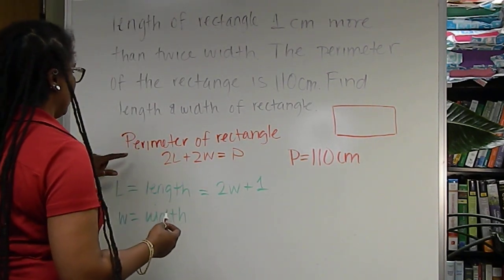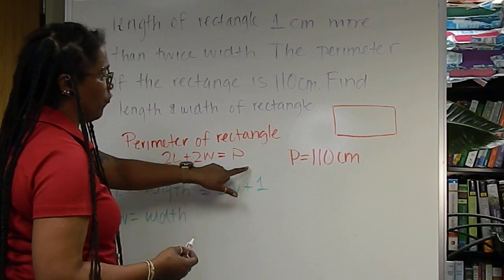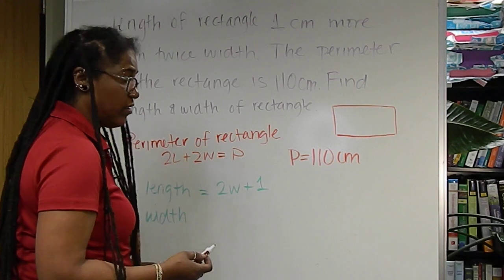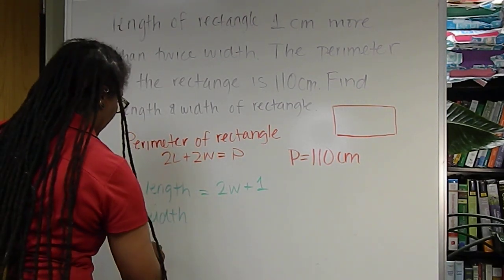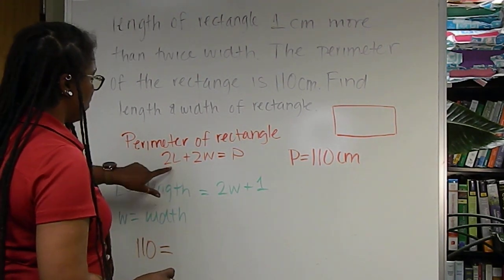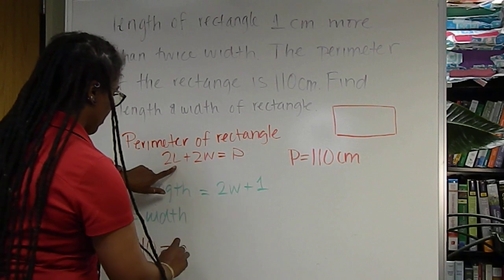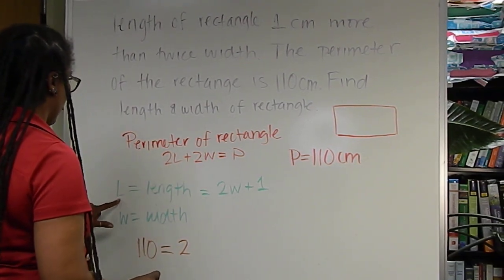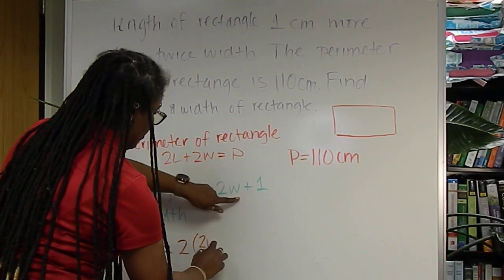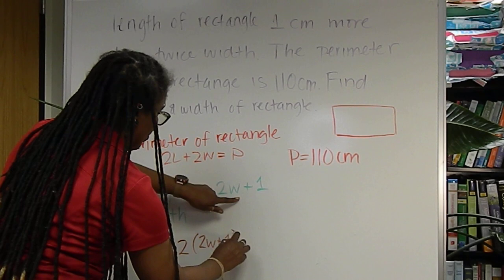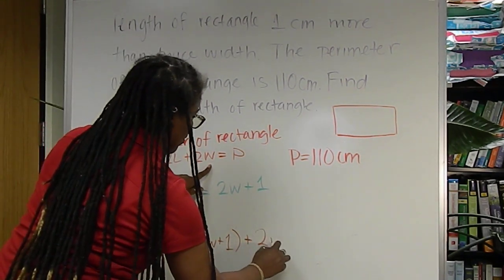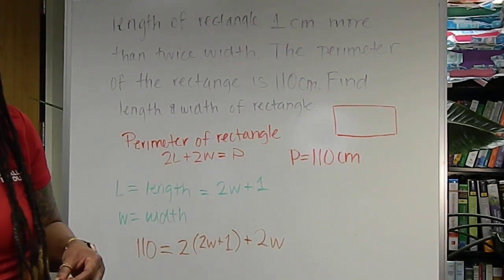So, that says if 2L plus 2W is the formula for the perimeter of a rectangle, and we know that the perimeter is 110, when we substitute or plug everything in, we get 110, which is the perimeter, is equal to, and since the formula says 2L, but the value for L happens to be this, 2 times 2W plus 1, and then plus 2W. Right?